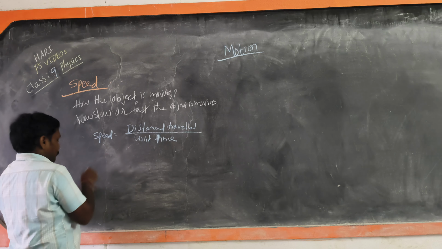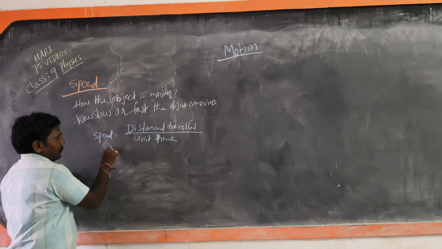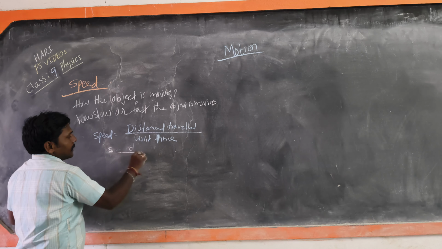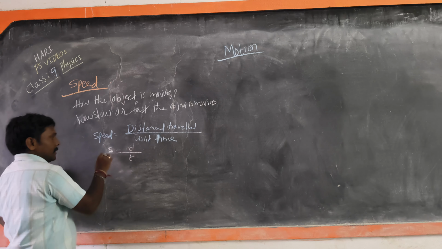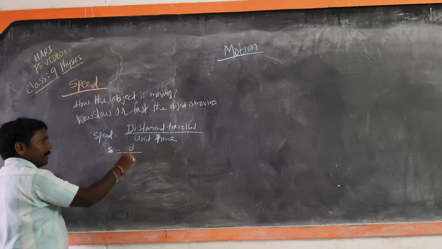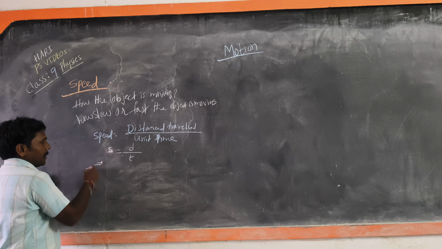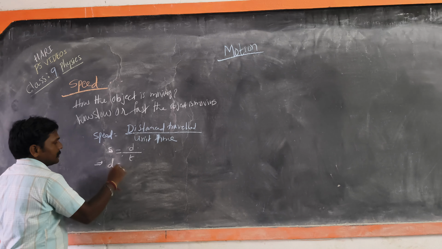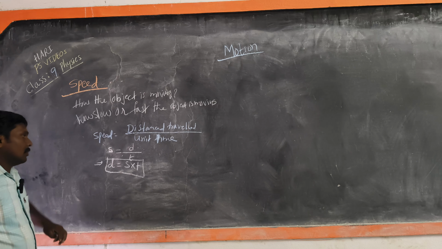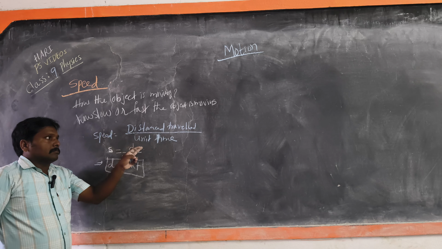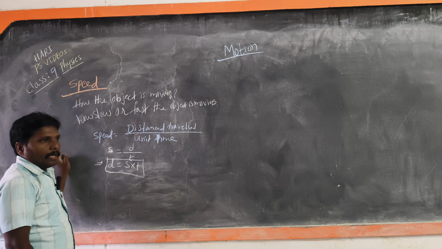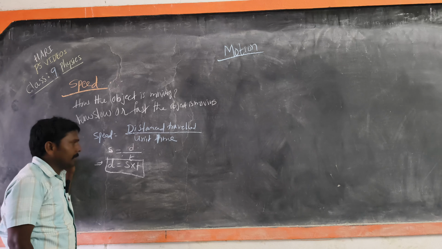We can represent speed with S, so S is equal to distance D by time T, that is, distance by time taken. From this, we can calculate distance: D is equal to S into T. So speed is the distance traveled by an object per unit time.